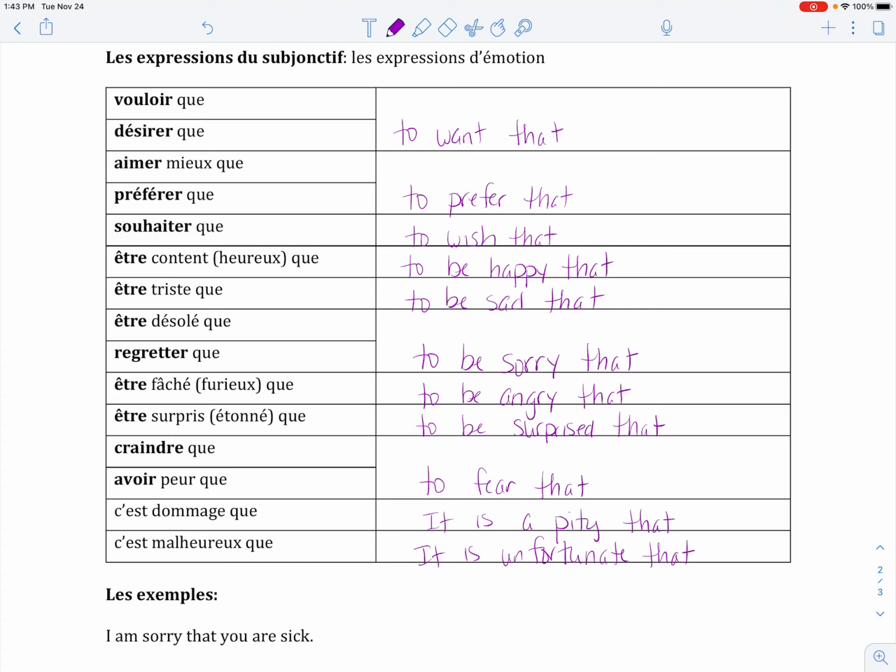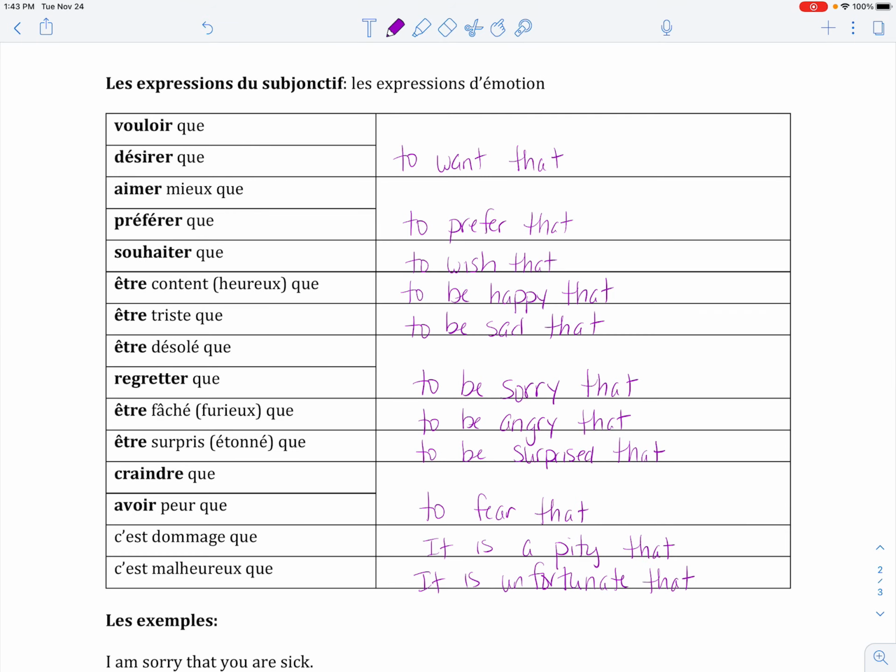Okay, so what I did here is I bolded the infinitives for you, because what's different from this group of expressions than what you had the first time is these are verbs that you're going to have to conjugate. Remember that these are the expressions that go at the beginning of the subjunctive sentence, which means that they're going to be conjugated in the indicative. And then the verb that comes after the que will be what goes into the subjunctive.